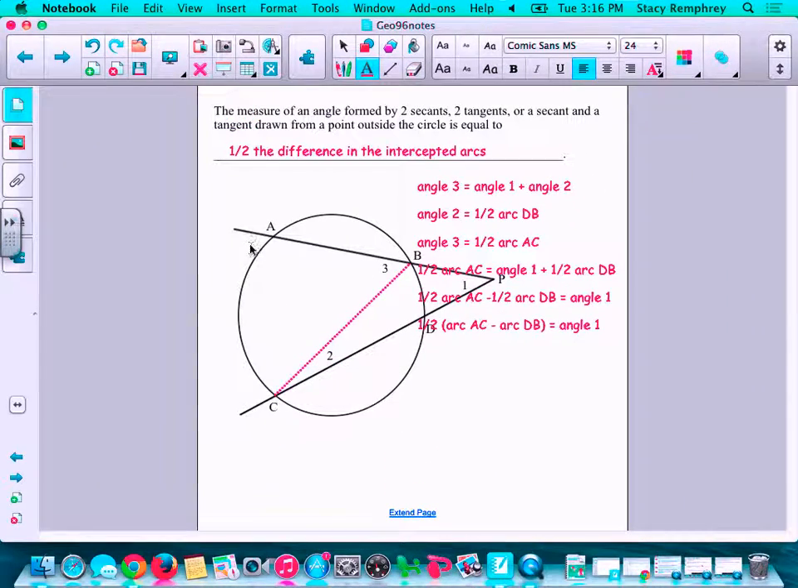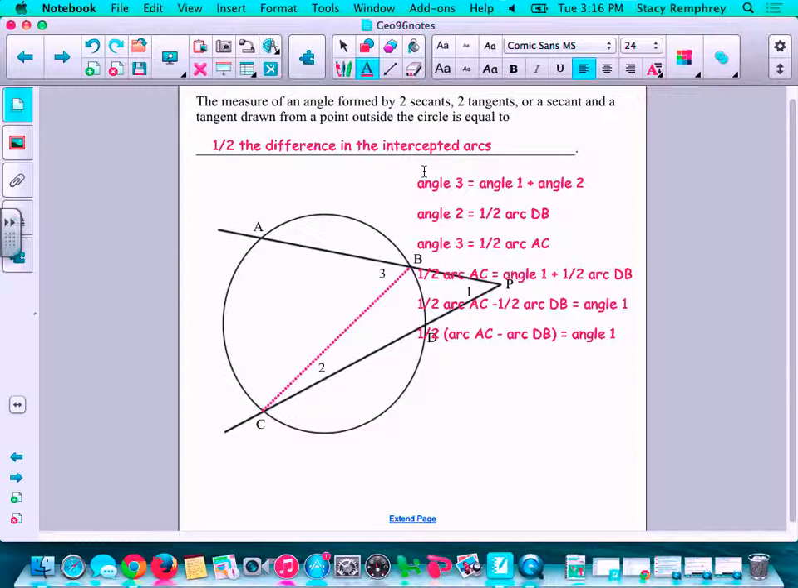Over here, we have the measure of an angle formed by two secants, two tangents, or a secant and a tangent drawn from a point outside the circle is equal to half the difference in the intercepted arcs. And this proof works out in a similar way, but notice that angle 3 is now the exterior angle instead of angle 1. So I have a little bit of a different statement to start. I have that angle 2 and 3 are still inscribed and equal half the measure of their intercepted arcs. I then substituted that in. I solved for angle 1 and then factored out the 1/2.